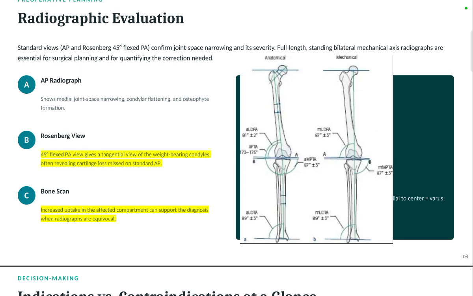We should always get a Rosenberg view in initial stages of medial compartment osteoarthritis because in initial stages, AP radiograph will only show subtle signs that most of the time are missed. Also, the bone scan in initial stages shows the increased uptake in medial tibial metaphysis.